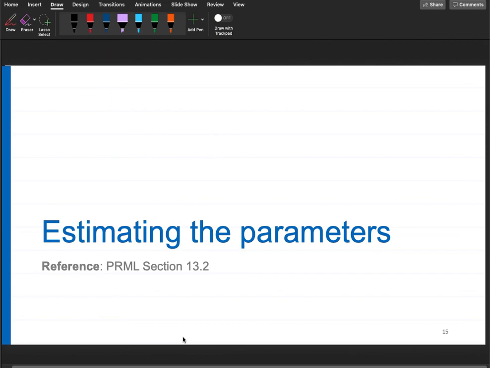Now the big question: how do you estimate the parameters of an HMM? So far we have been considering, given the HMM, how do you infer the states? Given the HMM, how do you find the likelihood of your different latent states? Now, how to estimate the HMM parameters?